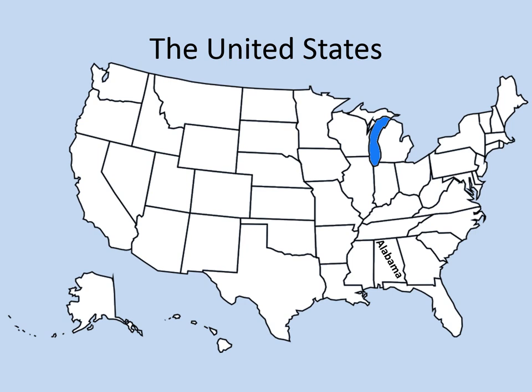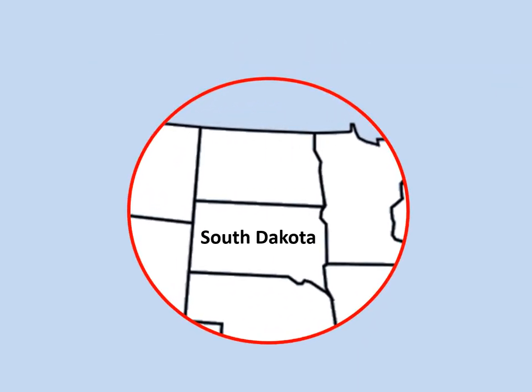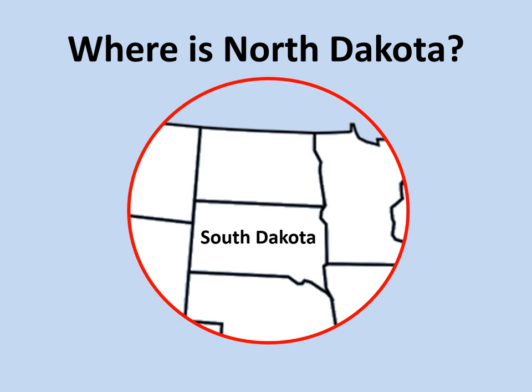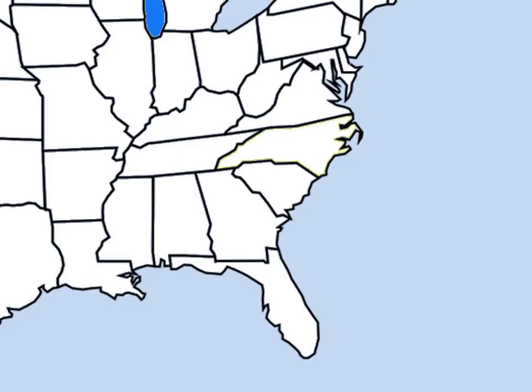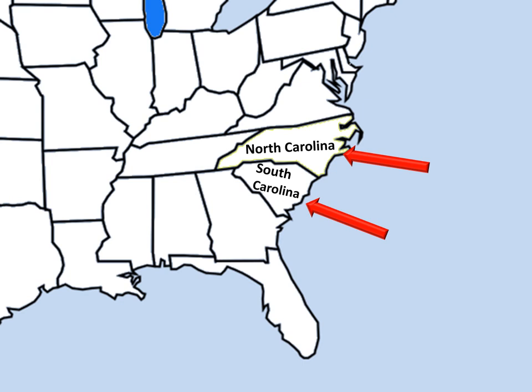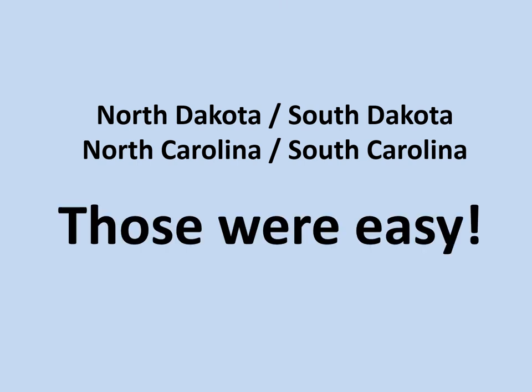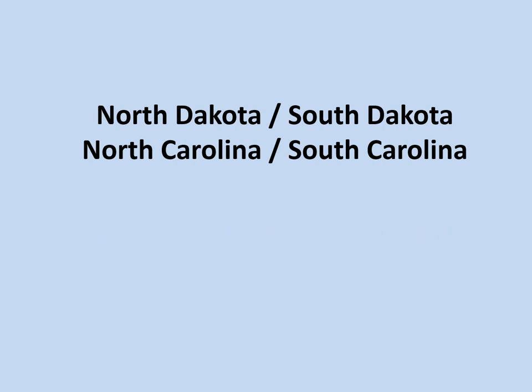But consider this. What if I showed you the location of South Dakota? You could probably figure out where to find North Dakota. Or if I show you the location of North Carolina, you can guess where to find South Carolina. Having states whose names include a direction, like north or south, helps a lot. So those were easy. But the names of most American states don't even give a hint.